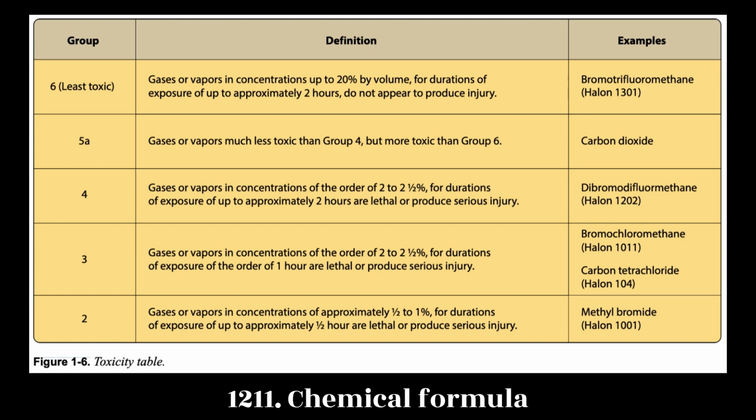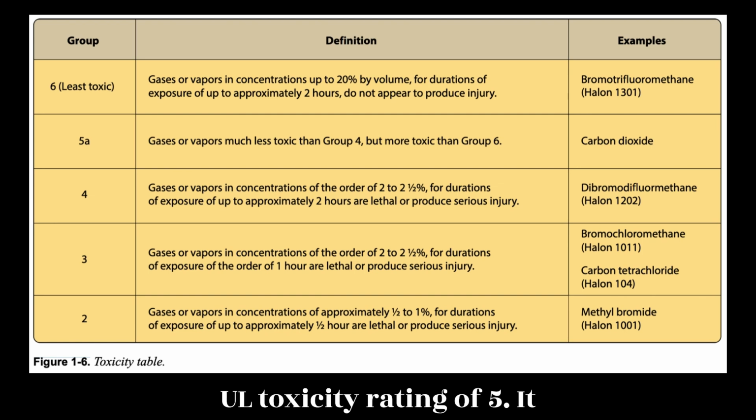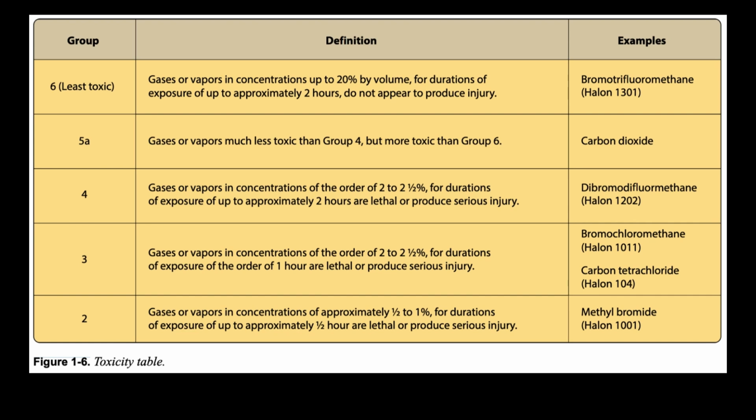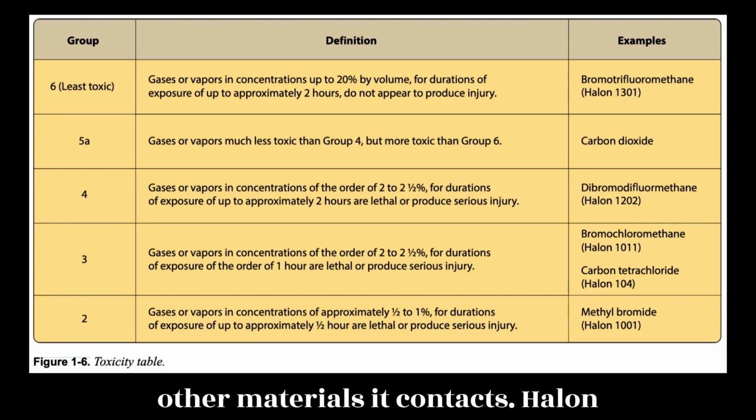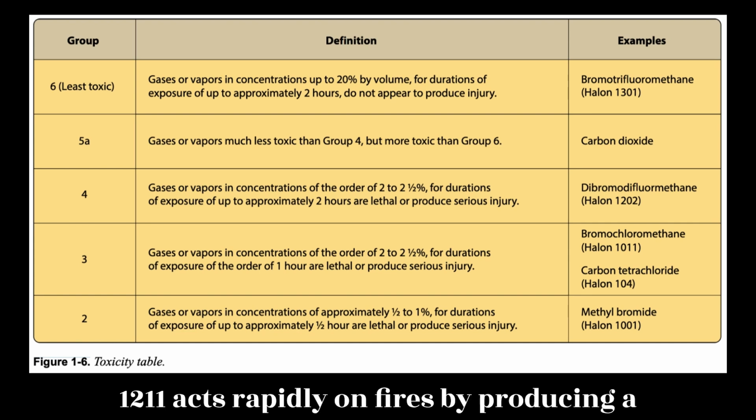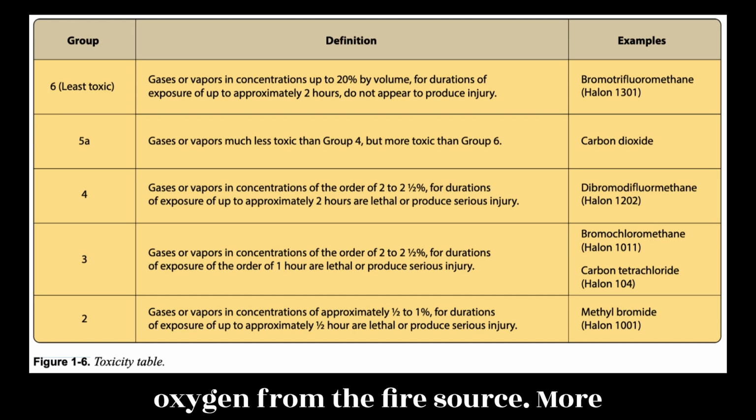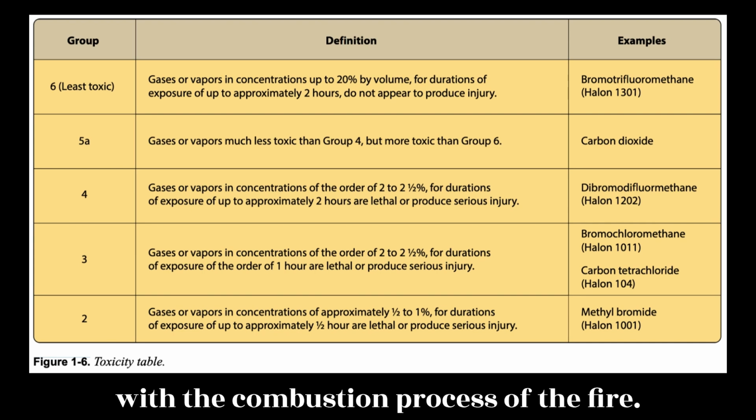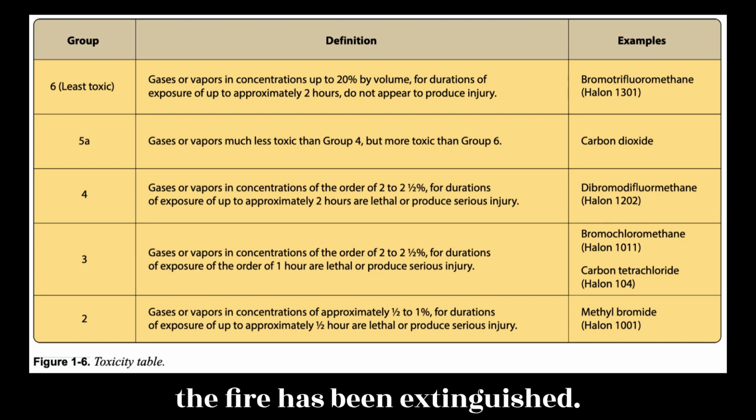Bromochlorodifluoromethane, halon 1211, chemical formula CBrClF2, is a liquefied gas with a UL toxicity rating of 5. It is colorless, non-corrosive, and evaporates rapidly, leaving no residue. It does not freeze or cause cold burns and does not harm fabrics, metals, or other materials it contacts. Halon 1211 acts rapidly on fires by producing a heavy blanketing mist that eliminates oxygen from the fire source. More importantly, it interferes chemically with the combustion process of the fire. Furthermore, it has outstanding properties in preventing reflash after the fire has been extinguished.